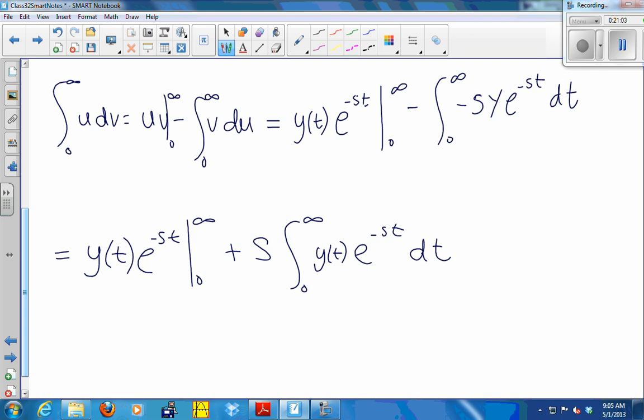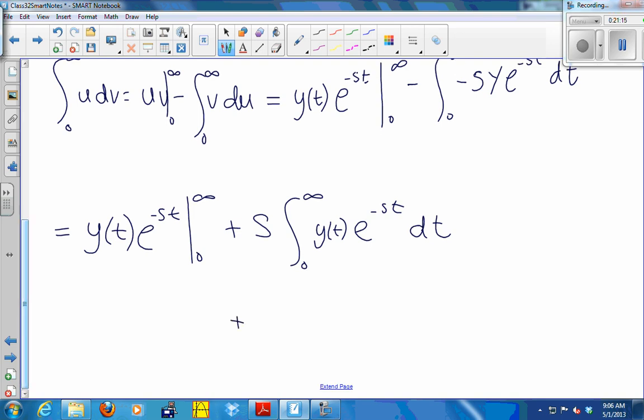What is the integral from 0 to infinity of y of t e to the negative st dt? That's the definition of the Laplace transform of y. So I can replace that. This becomes plus L times the Laplace transform of y of t.